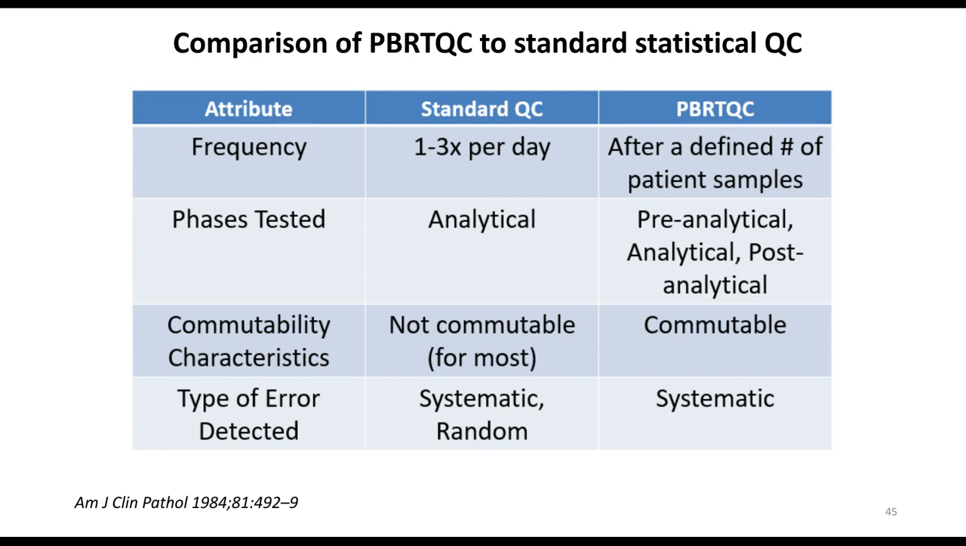So QC materials may not be commutable, so they may not interact the same way as patient samples with the reagents, and they may not entirely reflect what's happening in the measuring system to patient samples. Whereas in patient-based real-time QC, we are actually using the native patient samples, so by definition, those are commutable. In terms of type of error detected, standard QC approaches are good at detecting systematic and random error, while patient-based real-time QC is really best at detecting systematic error. So for these reasons, patient-based real-time QC shouldn't be used to replace standard statistical QC, but can be used as a complementary approach.